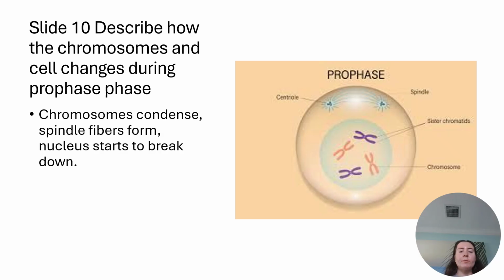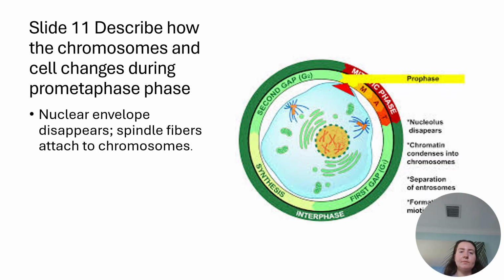10. Describe how the chromosomes and cell change during the prophase phase. Chromosomes condense, spindle fibers form, the nucleus starts to break down, and then there's the prophase over there. Slide 11, describe how the chromosomes and cell change during prometaphase. Nuclear envelopes disappear, spindle fibers attach to chromosomes. You can see the prometaphase over there. That's my picture.